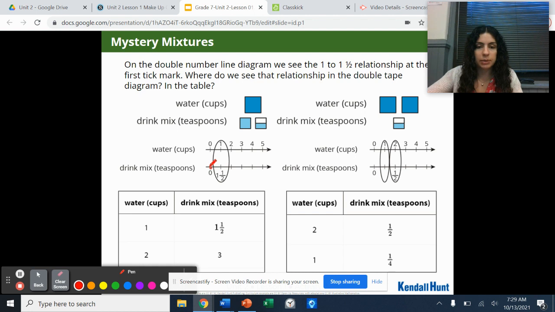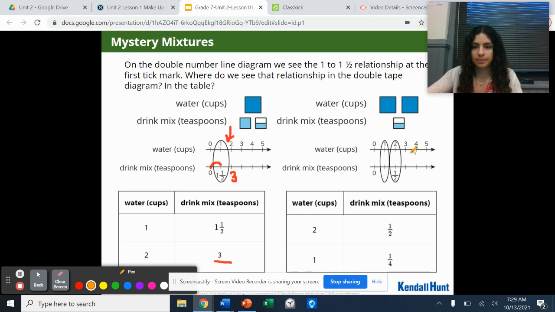Now that means we're counting on the drink mix line by 1.5. So for 2 cups of water, we would end up with 3 teaspoons of drink mix, which is noted here. Now let's take a look at mixture B, which was 2 cups of water and a half teaspoon of drink mix. We can see that we have less drink mix, but more water.